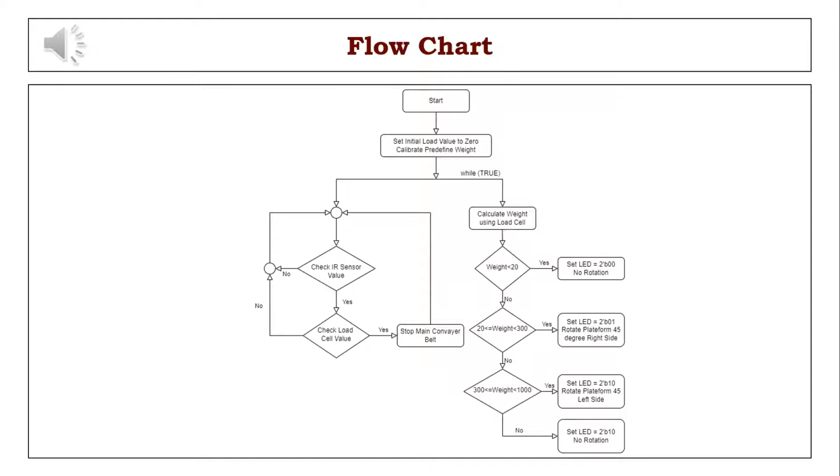If the recorded weight on the weighing platform is above 1000 grams, then the weighing platform remains horizontal, both the LEDs turn on, and the overload condition is displayed on the 16 cross 2 LCD.